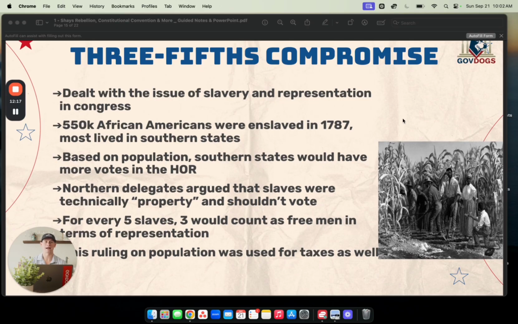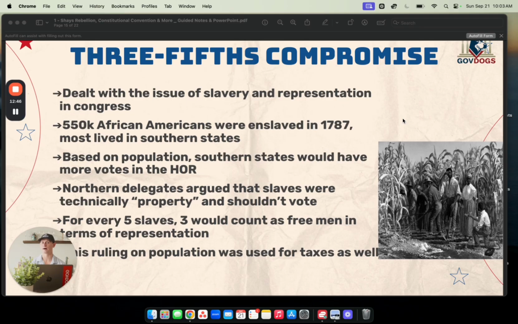Some less glamorous compromises were made as well. So the 3/5 compromise dealt with the issue of slavery and representation in Congress. So about 550,000 African Americans were enslaved at this time, and based on population, the southern states would have more votes in the House of Representatives. All right. So the southern states up until this point treated slaves as property, right? They said, you are not human, you are our property, and it's horrible and it's messed up, but that's the way that they thought about it.